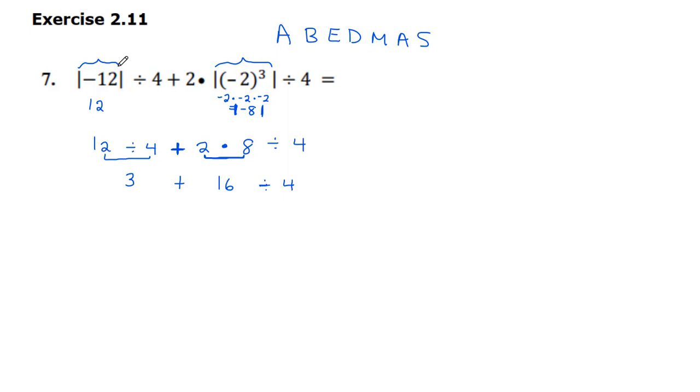Now we have adding and division, so we must do division first. So 16 divided by 4 is 4, plus 3. Now we just have adding. 3 plus 4 equals 7.